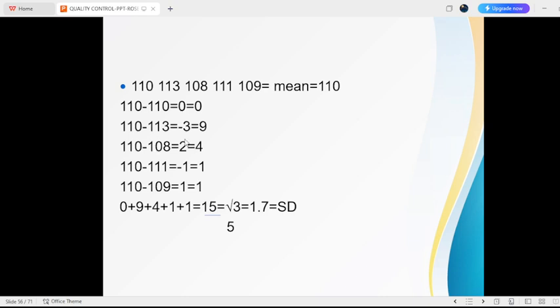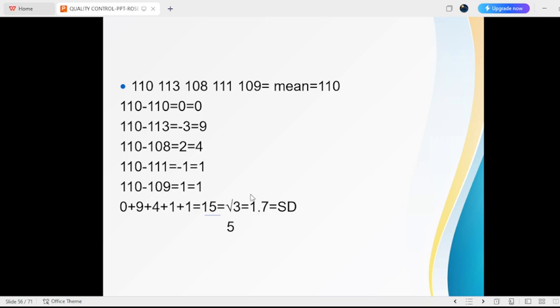After getting the subtracted values, the next step is to square each value. 110 minus 110 is 0, and 0 squared is 0. 110 minus 130 is 3, and 3 squared is 9. Similarly, 2 squared is 4, and 1 squared is 1. After getting the squared values, we add all of them and take the square root according to the SD equation. Then we get a value of 1.7, and it is our SD value.